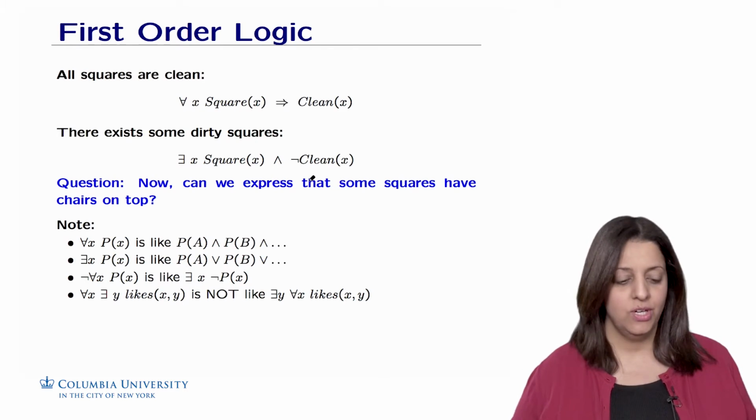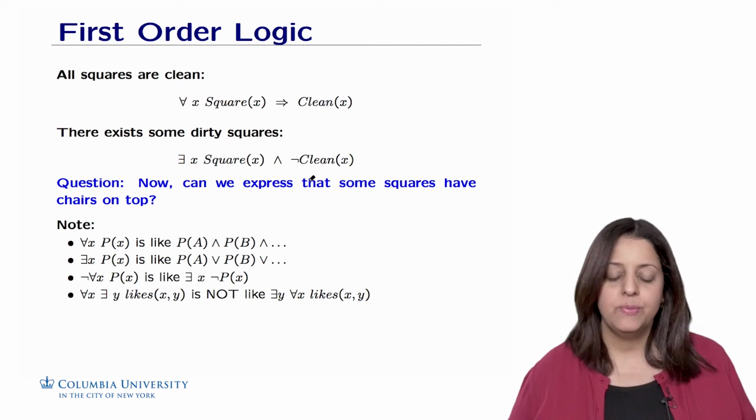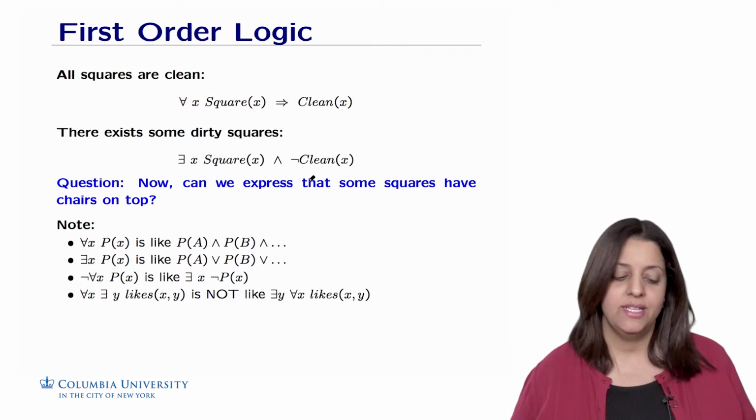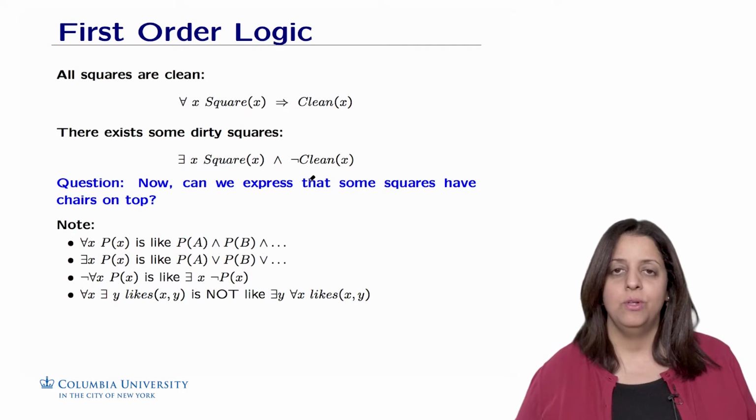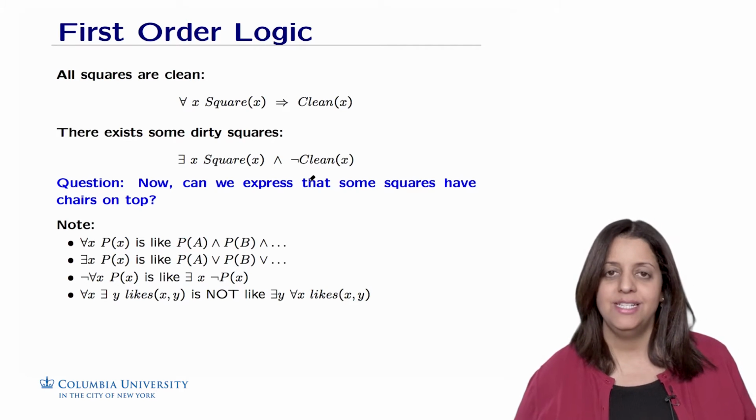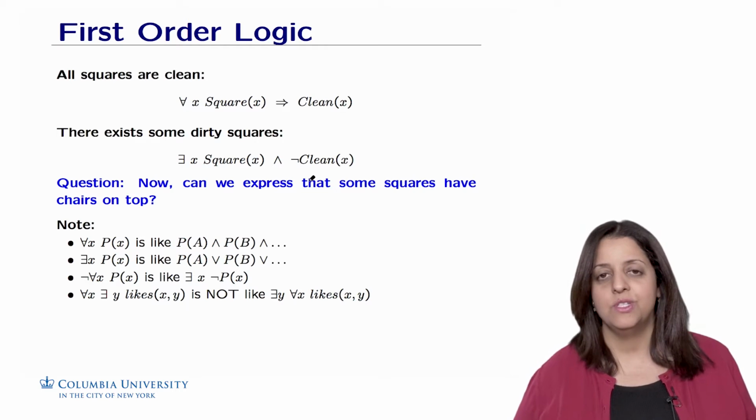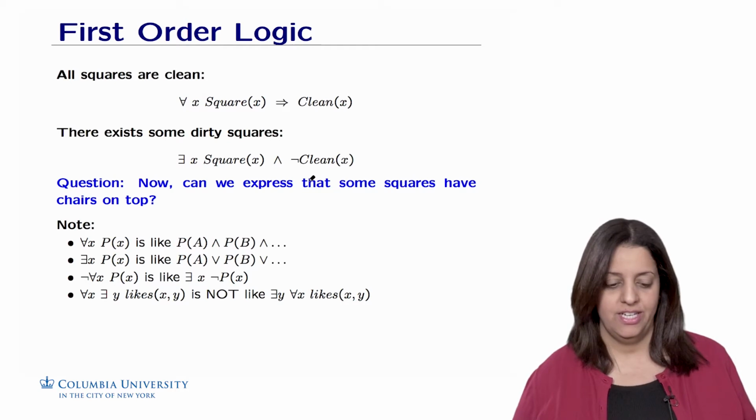Question for you as a homework. Can we now express that some squares have chairs on top? To give you a hint, we're going to create two variables, one for squares and one for chairs. And you need to put in relationship these two elements, squares and chairs.